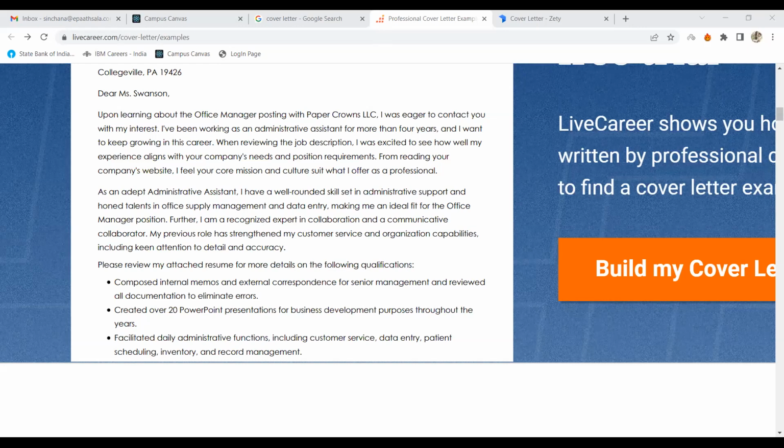So you have to include key details from the interview that show how you were actively listening. So the components of an interview follow-up letter are interview overview, expression of thanks, and your skills and qualifications.